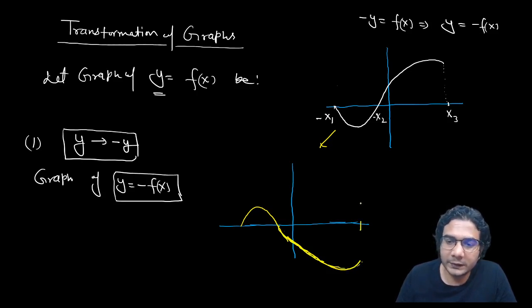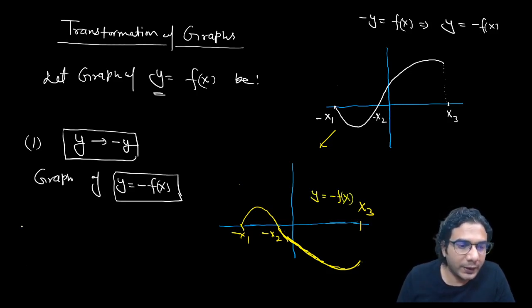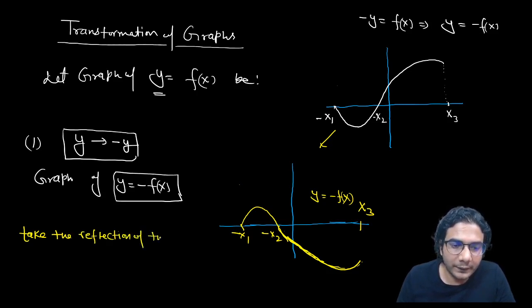So this point will remain the same, x3. This point is minus x2 as it is. This point is minus x1. Okay. So this is the graph of y is equal to minus fx. I hope you understood. So that means you need to take the reflection of the graph of y is equal to fx about which axis? About the x-axis.